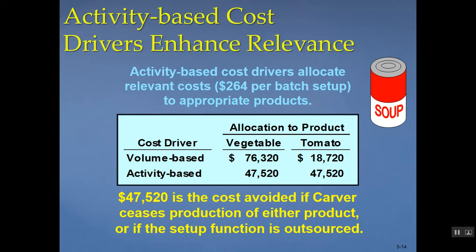For example, if the company is considering dropping tomato soup, which method of allocation reveals how much of the $95,000 of batch setup costs would be saved? Well, it would be this, the activity-based, because we no longer would need to do those setups. If we use this basis, we would be underestimating our cost savings.